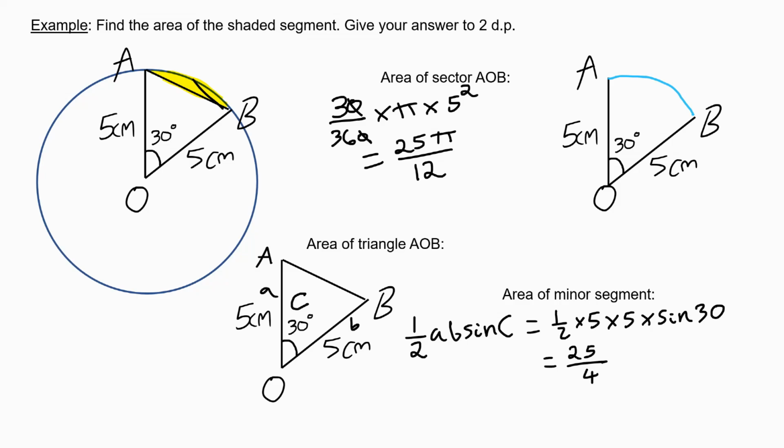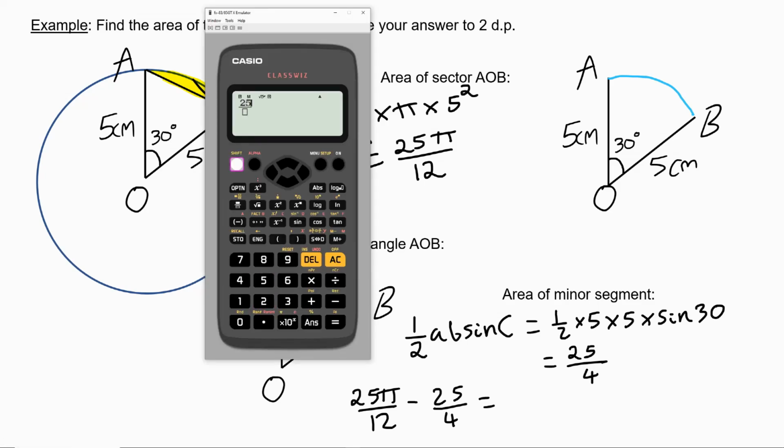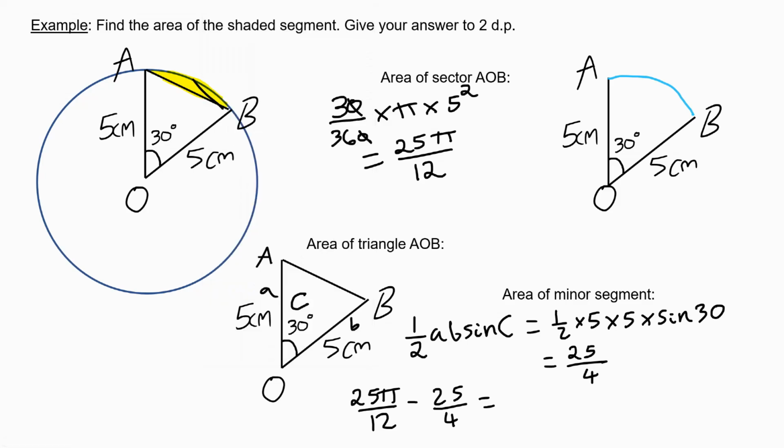So to work out the area of the minor segment, I just need to do 25 pi over 12, take away 25 over 4. And we can put them into a calculator, and this is what we should get. 25 pi over 12, take away 25 over 4. And we end up with an answer of 0.29 centimeters squared.